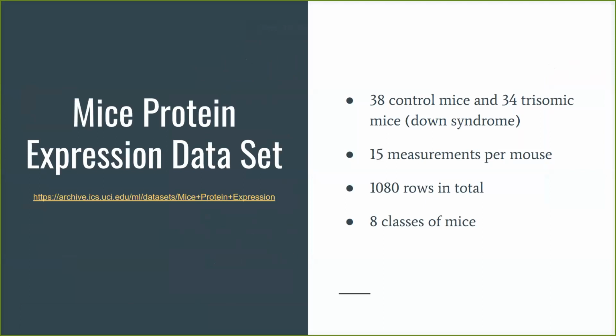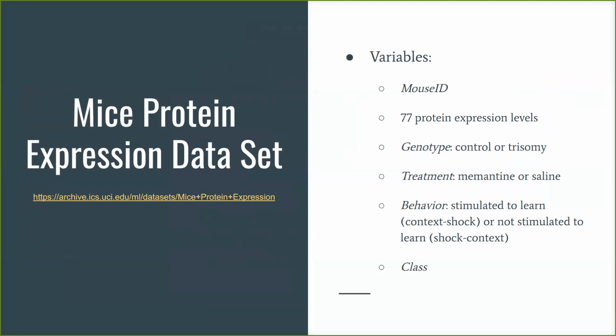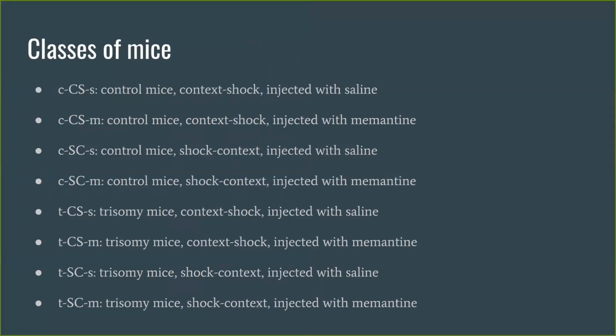Next slide. So there are 3 variables, which are the genotype, treatment, and behavior. So in total, we have 8 classes, binary for each of the variables mentioned earlier. So next slide. Over here, these are the eight classes of mice that are being separated by the genotype, behavior, and the treatment. So next slide.